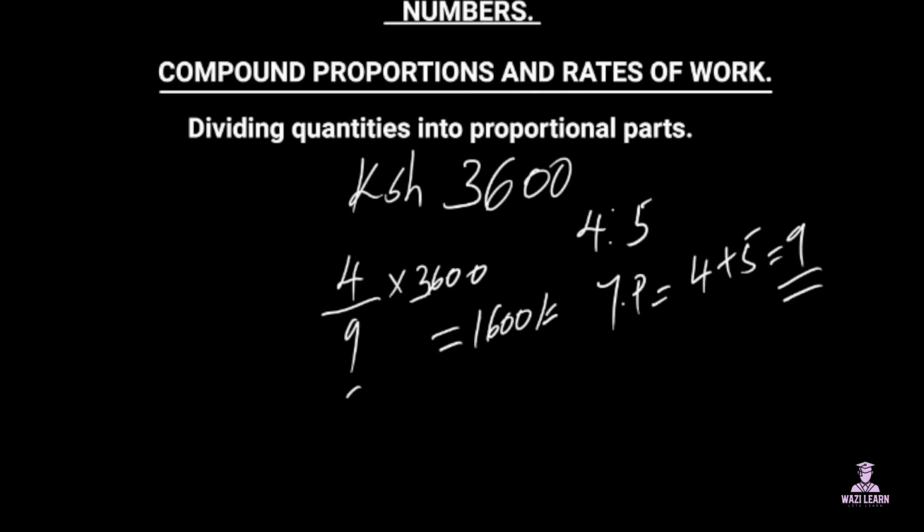The second one will take the individual proportion over the total times the same quantity. You will get 2,000 shillings. So that is how we can use ratio to divide quantity into proportional parts.